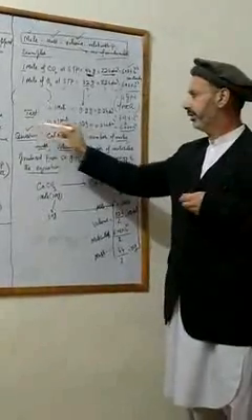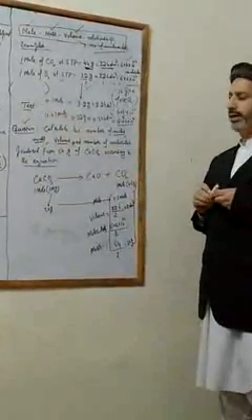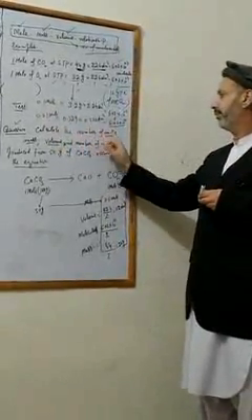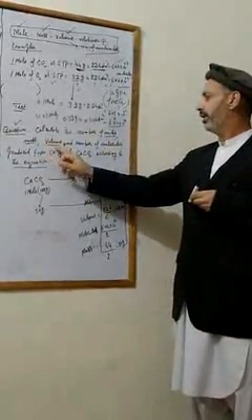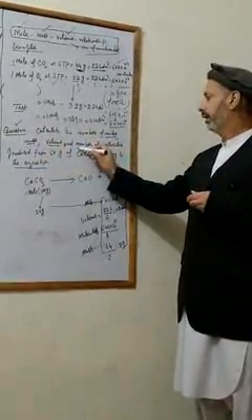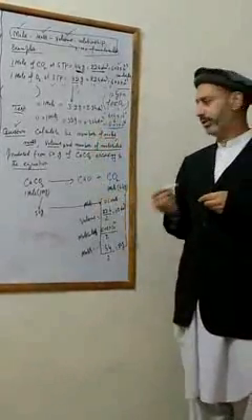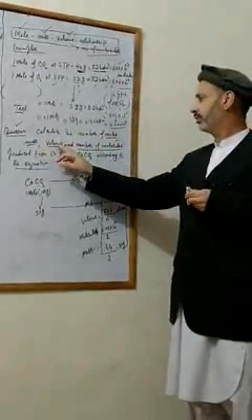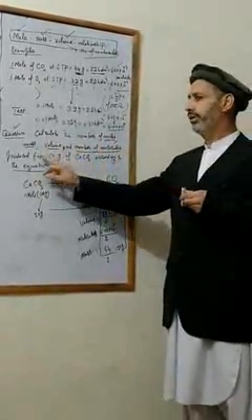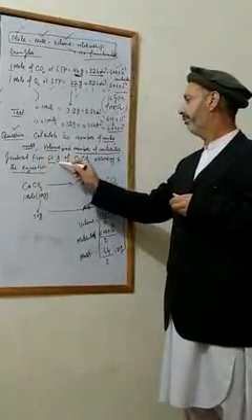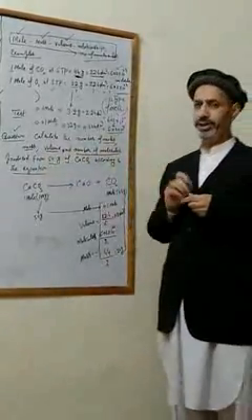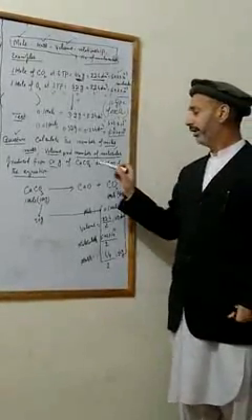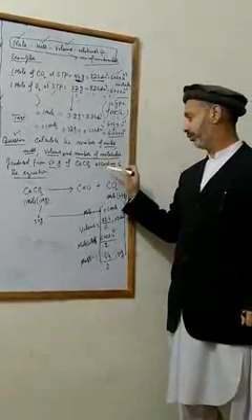Here we have a question. The question is very simple. The question is: calculate the number of moles, mass, volume, and number of molecules. These types of questions are always asked in the entry test. Calculate the number of moles, mass, volume, and number of molecules produced from 50 gram of calcium carbonate according to this equation.